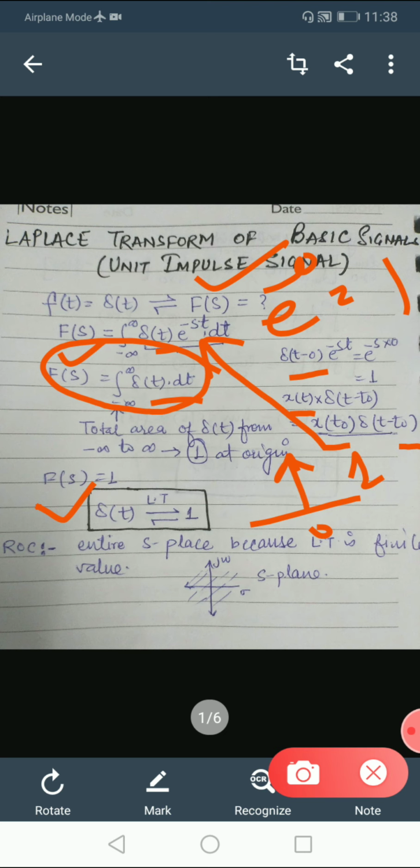We conclude our solution: the Laplace transform of impulse function is equal to 1. Here 1 is free from s, independent of s. The ROC is entire s plane, because the Laplace transform is a finite value, always 1. Here is the s plane, and in the complete s plane everywhere the Laplace transform is finite. Therefore the ROC is entire s plane.